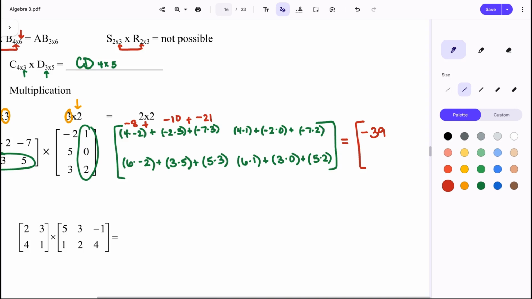Then we're going to keep going. So this next numbers would be 4 plus 0 plus negative 14. So what does that come out to be? Negative 10. Okay, the bottom here would be negative 12 plus 15 plus 15. What does that become? Careful. It's negative 12 plus 30, so 18. And then this last one, 6 plus 0 plus 10? 16. There's your final answer.